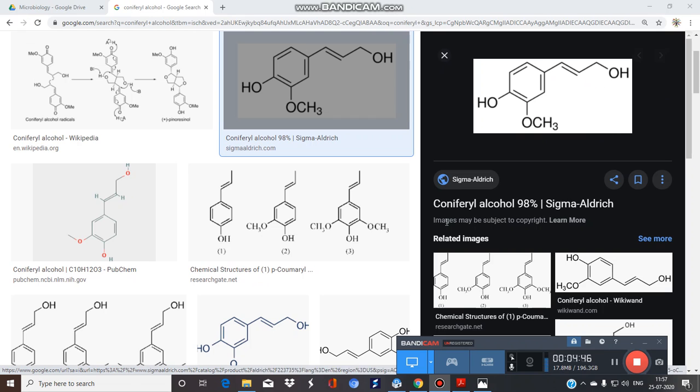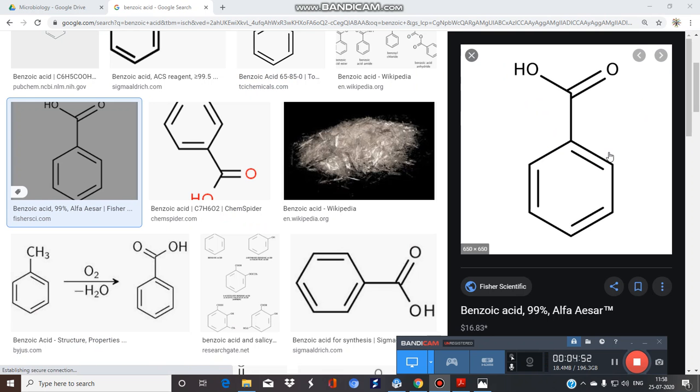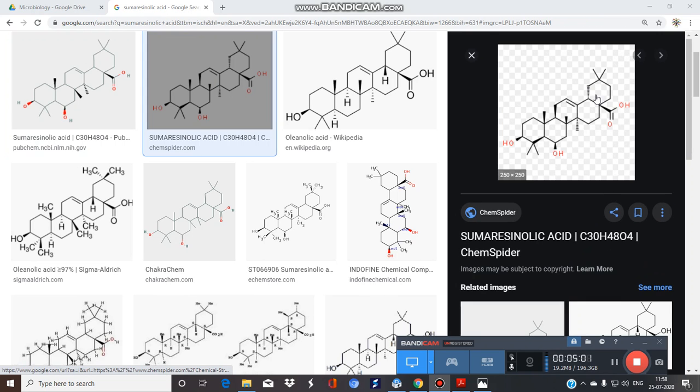This is the structure of coniferyl alcohol. Here it is coniferyl benzoate. This is benzoic acid present in the plant. This is the structure of cinnamic acid. This is another important compound present in the plant, that is sumaresinolic acid from the Sumatra.